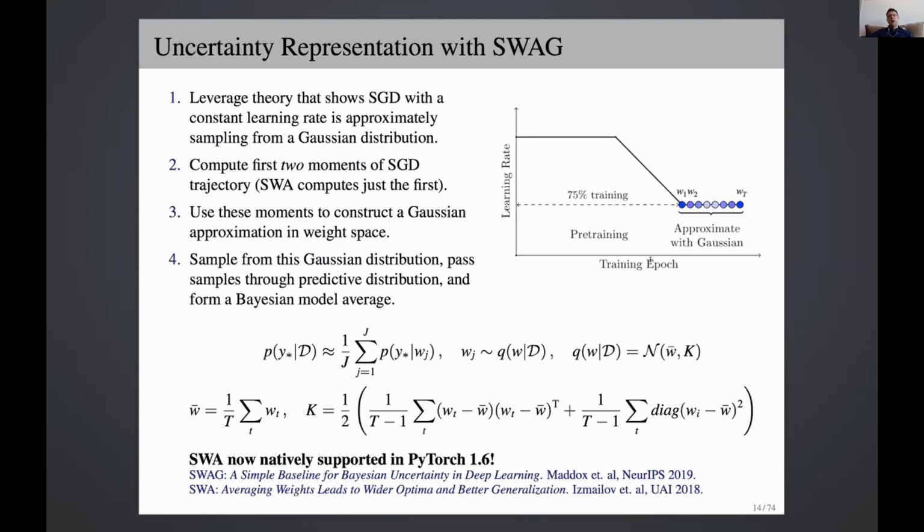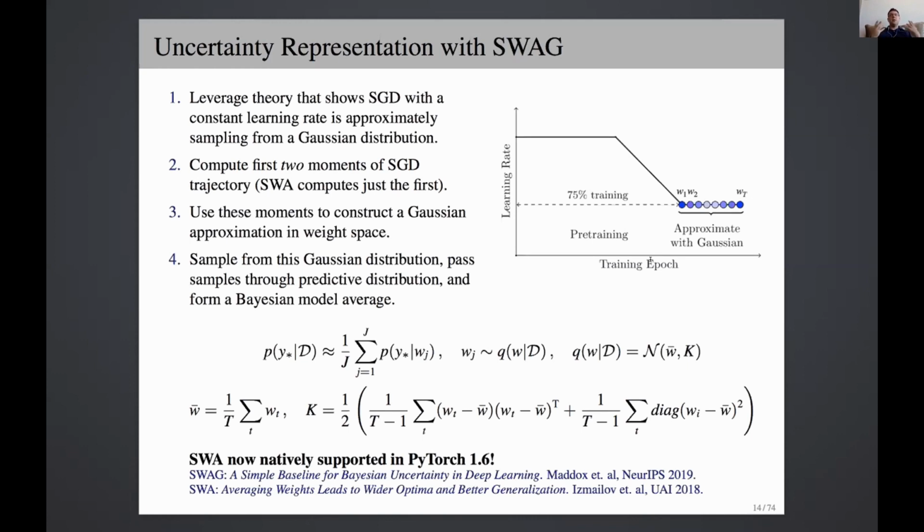And so this was the first step towards trying to leverage that geometric information that's already captured by the SGD training in order to find a better solution. The next step is to see whether we could actually construct an approximate posterior. So stochastic weight averaging essentially takes the first moment of those iterates.